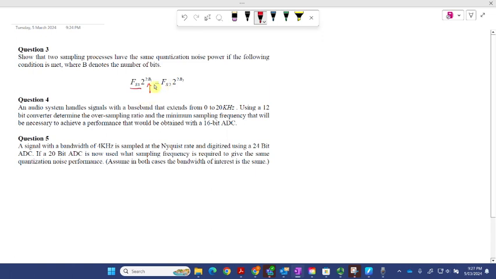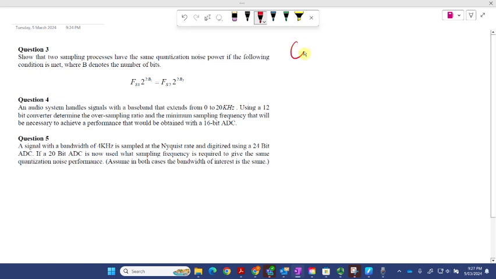You can think of it this way: if you have a large number of bits you can use, you can probably sample a little bit slower and still get the same result as a regular Nyquist sampling frequency with a certain number of bits. You can see how this works in the following questions.